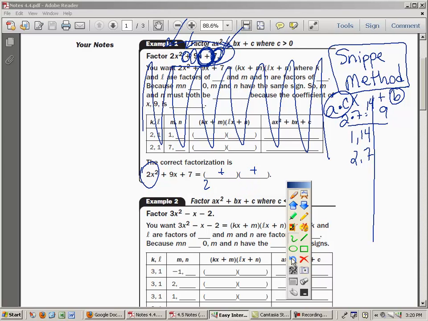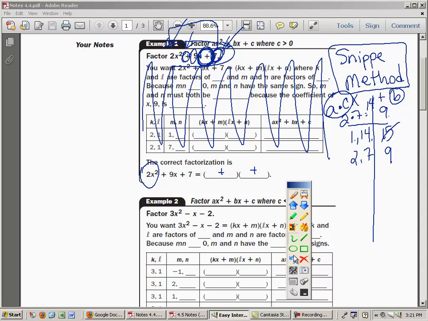But rather than think about it that way, in the SNIP method we say, look, we're just going to figure out two numbers that multiply to make whatever 2 times 7 is, whatever a times c is, and then they have to add to make 9. Well, again, they both have to be the same sign, they both have to be positive. 1 times 14 is 14, but they add to 15, so that's not it. 2 and 7 add to 9, and so that's my pair right there. That's my pair that I need.